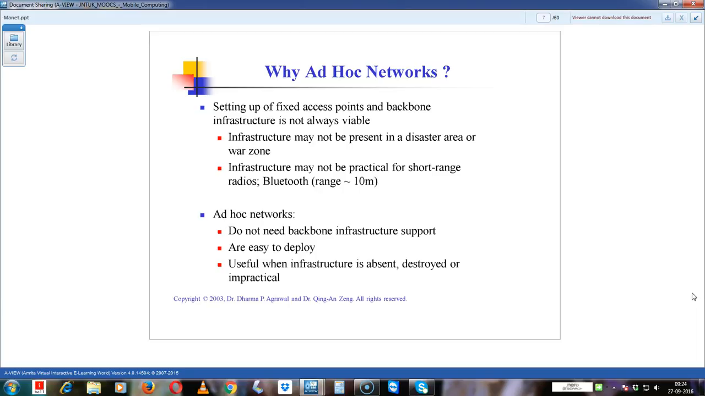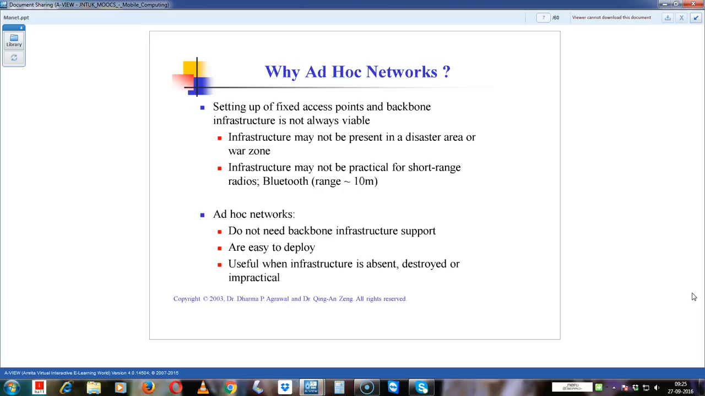So why we are studying ad hoc networks is that there is some flexibility given by ad hoc networks. Setting up a fixed backbone infrastructure is not always viable. There are some disadvantages of infrastructure. You can't always set up your fixed access points, your routers, your backbone infrastructure, which is not viable in each and every condition. Infrastructure may not be present in a disaster area or a war zone. In a military zone, you cannot create infrastructure over there. You just need an ad hoc network so that one device can connect to another device and they can communicate easily without any infrastructure. That is what an ad hoc network is.